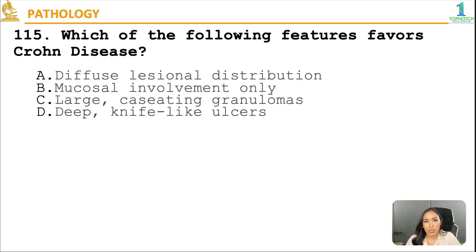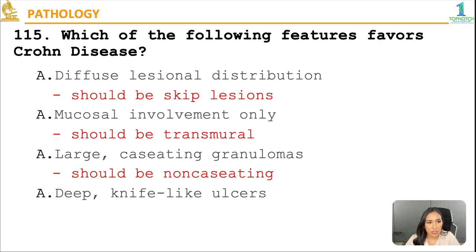Let's look at the choices, no? In Crohn's disease, meron ba tayong diffuse lesions? No, it should be skip lesions. Do we have mucosal involvement only? Nope, it should be transmural. And do we have large caseating granulomas? Nope, it should be non-caseating. So the correct answer is deep knife-like ulcers.